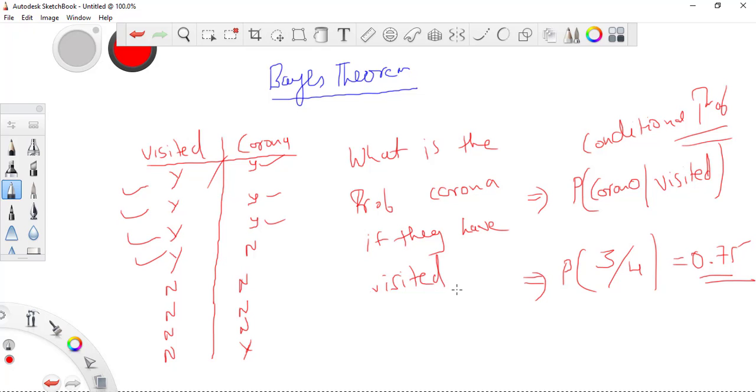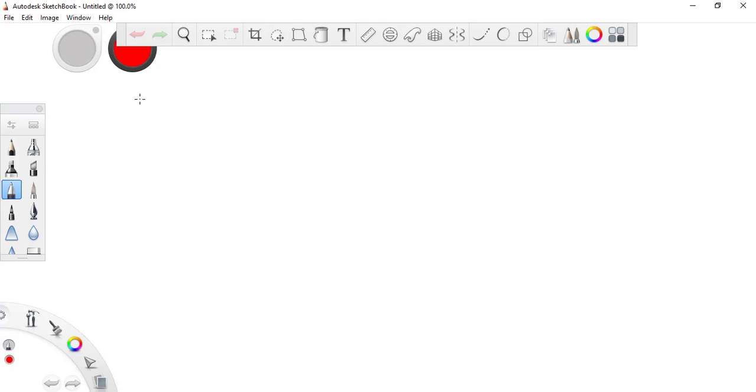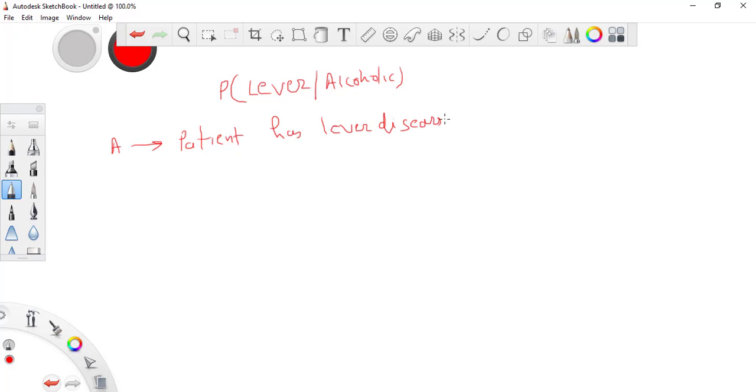Okay, now let's see one more example. I'm interested in knowing the probability of someone getting liver disease given they are alcoholic. This is the quantity I'm interested in, but the probabilities I have with me are, let's say, one probability A: out of the total patients who have visited my clinic, how many of them have a liver disease. Let's denote it with P of A. Let's say out of all the people, 10% have liver disease. So my probability becomes 0.1.